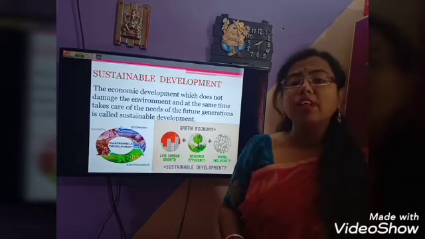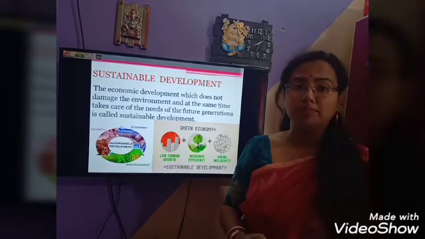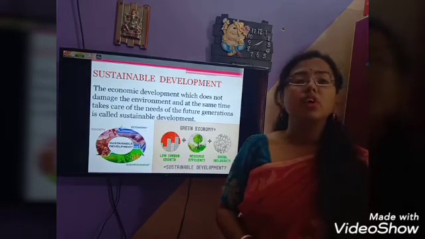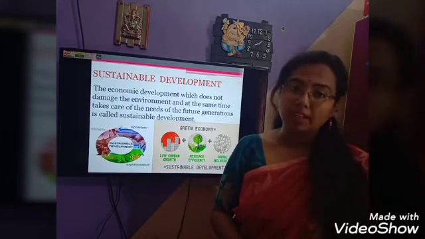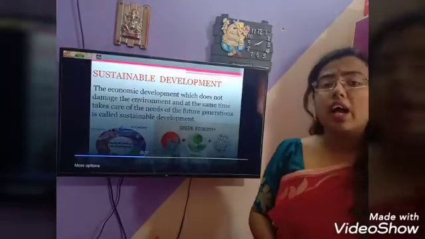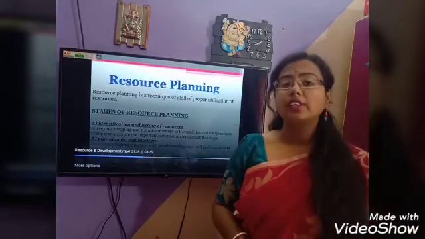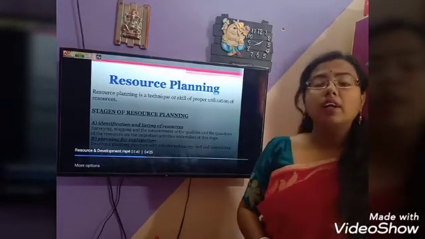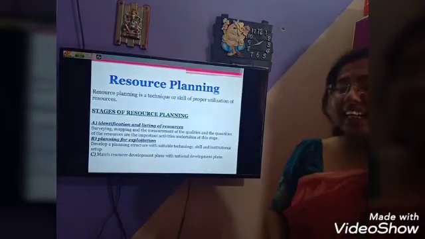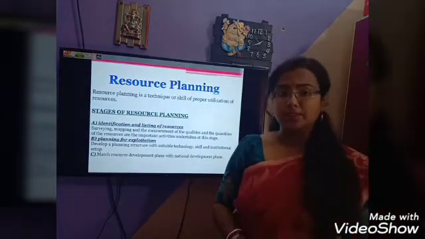Because if we will not think about them, then who will think for them? That is the main concept of sustainable development. Next, to conserve the resource, another important point is there, that is proper resource planning. The resource planning has 3 steps.